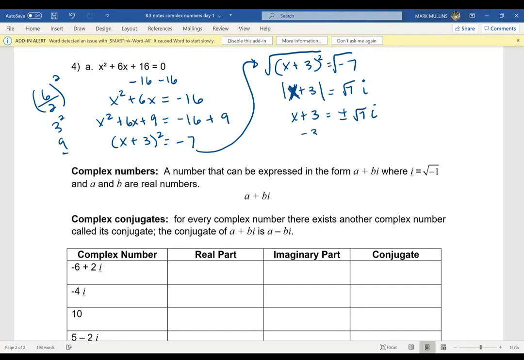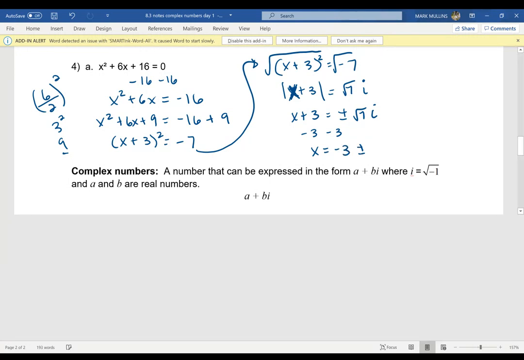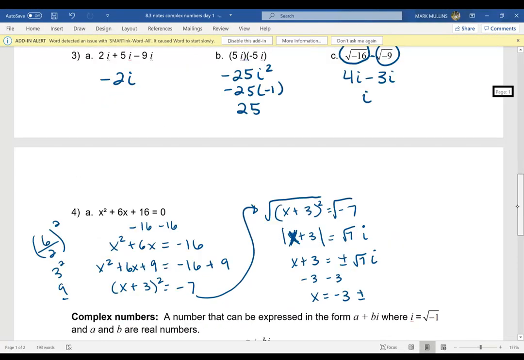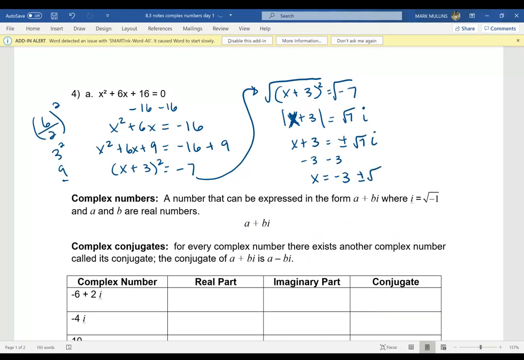And then I will subtract 3 on both sides. So x equals negative 3 plus or minus, now we've got to find our problem again, square root of 7 i.